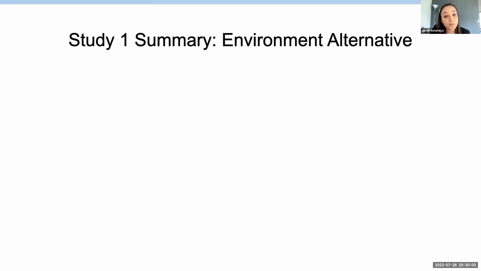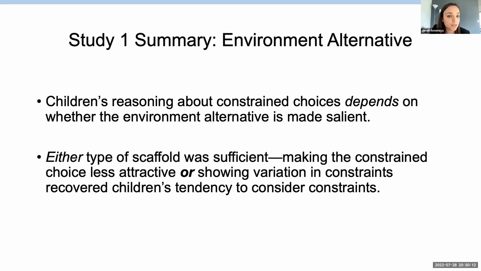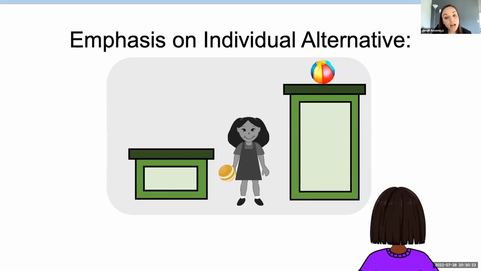So to summarize, study 1 suggests that children's reasoning about constrained choices depends on whether the environment alternative is made salient. Notably, either type of scaffold was sufficient, so making the constrained choice less attractive, or showing variation in constraints recovered children's tendency to consider constraints and refrain from inferring preferences. So now let's consider the individual alternative that I brought up earlier. So we found that in study 1, children refrain from inferring that Cody here likes this less attractive ball that she took.